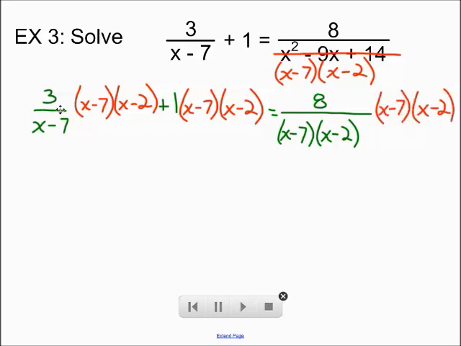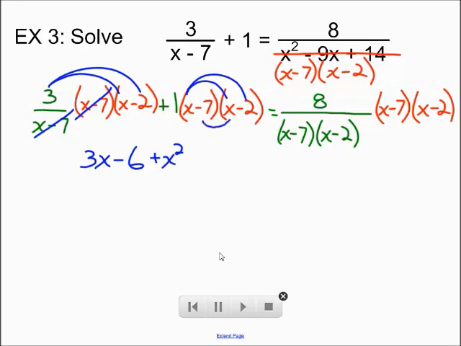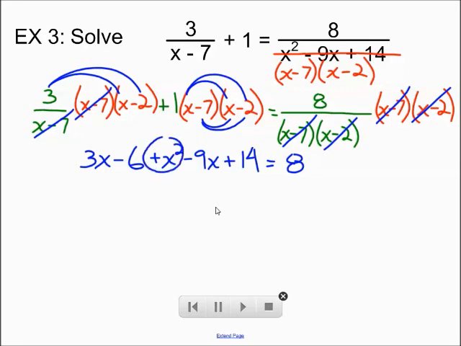Okay, simplifying here, the x minus 7's cancel out, and I'll distribute the 3x minus 6. Over here, we've got a FOIL pattern, so we should have x squared. Then we've got negative 2x and negative 7x makes negative 9x and positive 14. And over here, pretty much everything cancels out except for that 8. So we've got a quadratic equation. Let's put it in standard form.